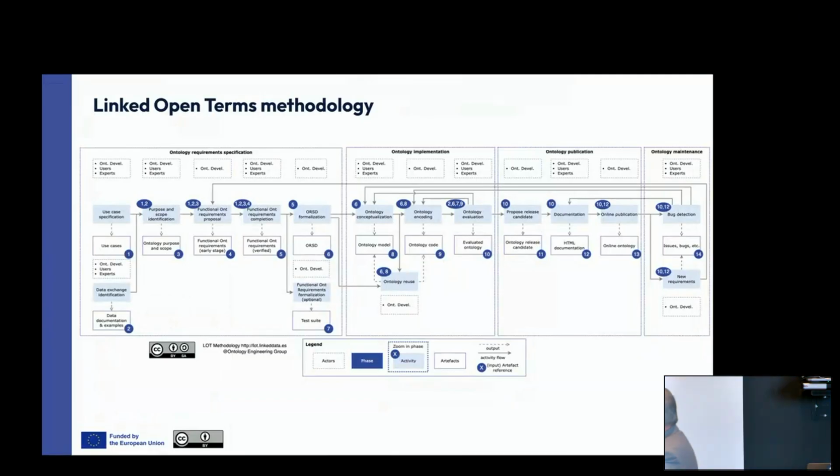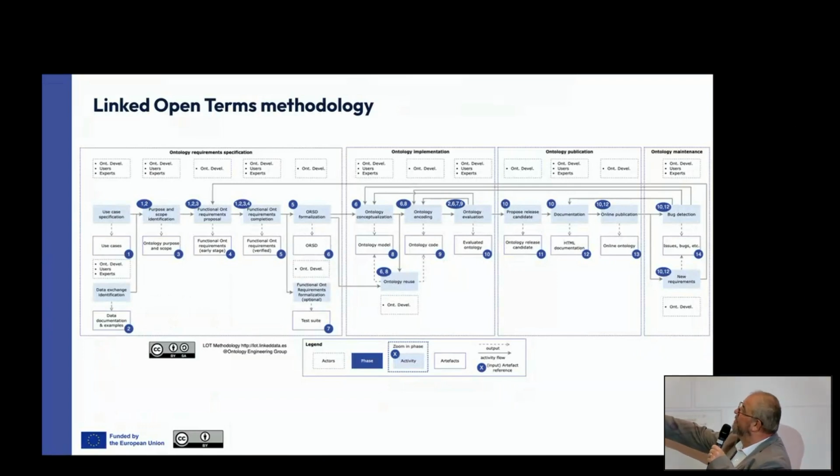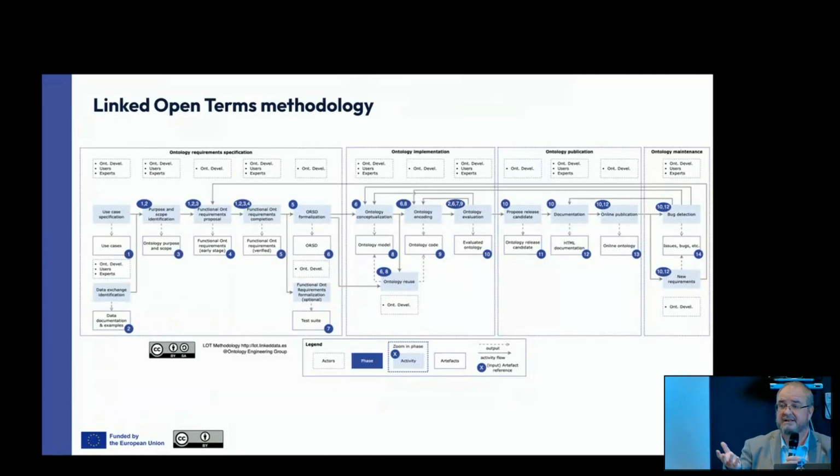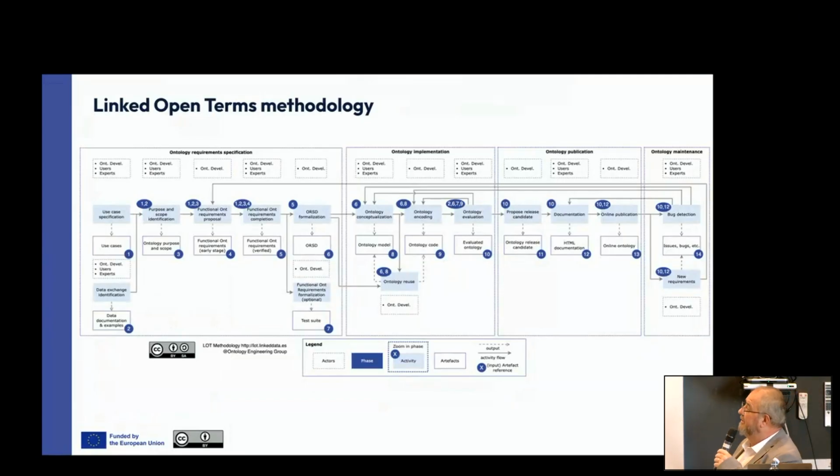The first part, this is where we are now. It's formalizing the context. And then at some point, we'll go to the conceptualization and the encoding so that by December, we get a proper file. Let's say, as you've seen, an ontology is just a simple text file that we can deliver to the European Commission together with a report.